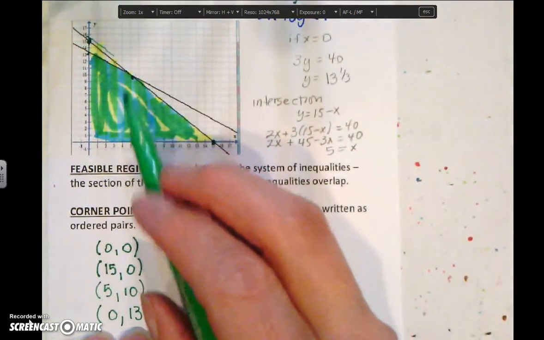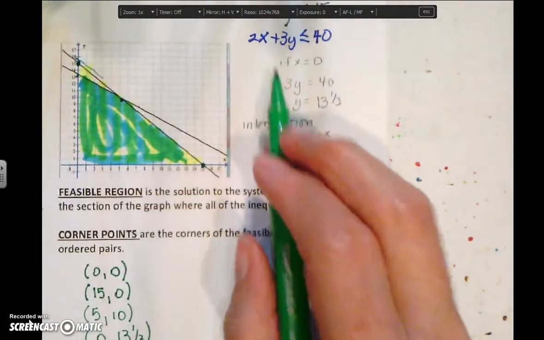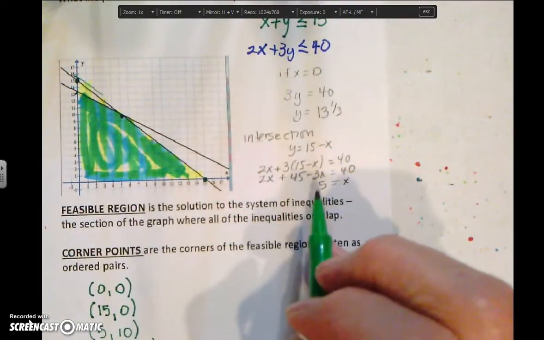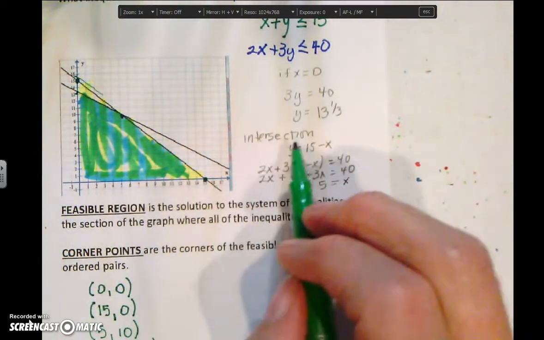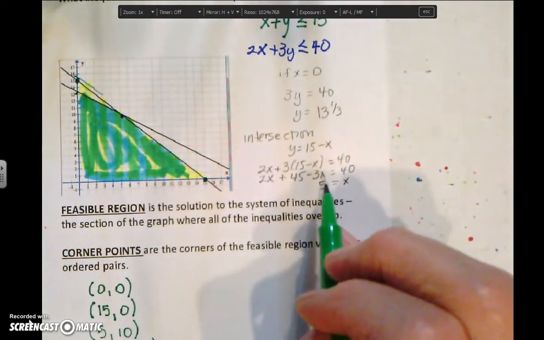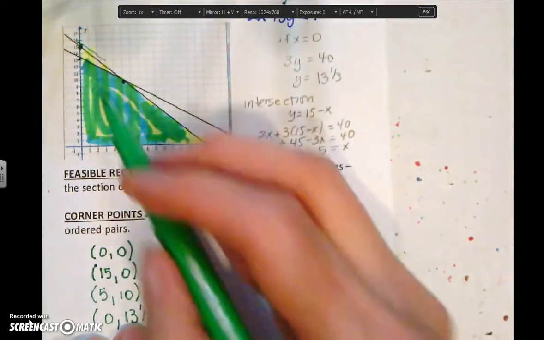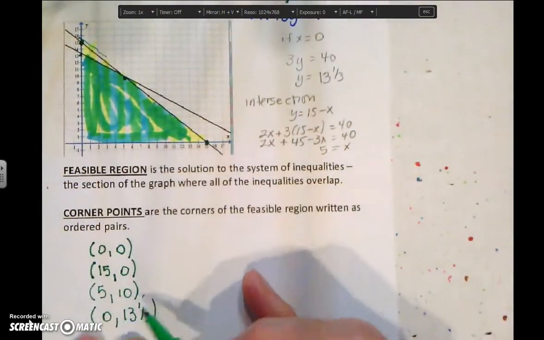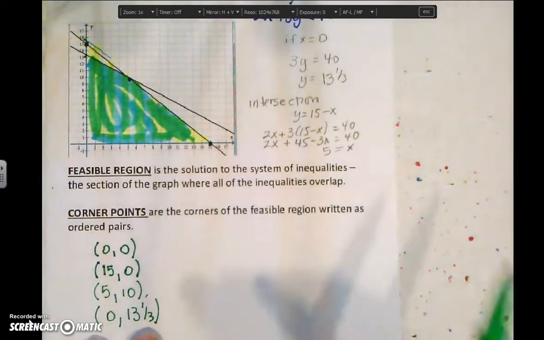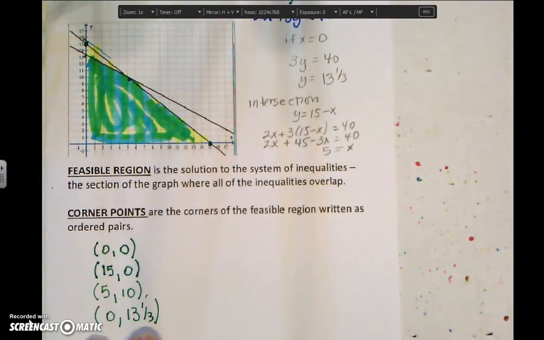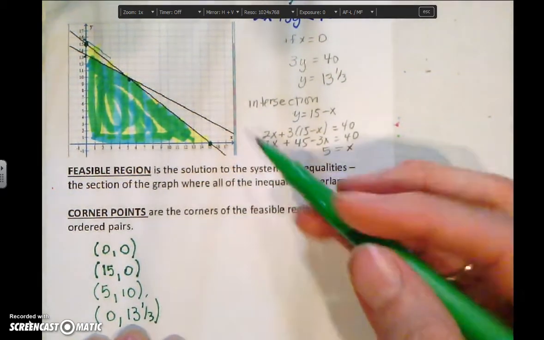But if you're not sure what it is and you don't have it nicely labeled, you can always use the substitution method or addition elimination to come up with your numbers. So x is 5, and if I plugged it in and found out that y was 10, I get the 5, 10 ordered pair that goes right here. And then the last one here was the one that we're saying was a fraction, so it's 0 and then 13 and 1/3.